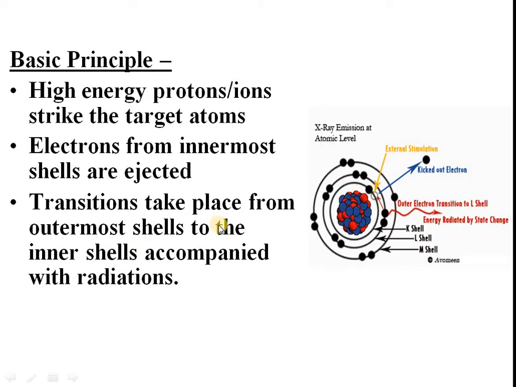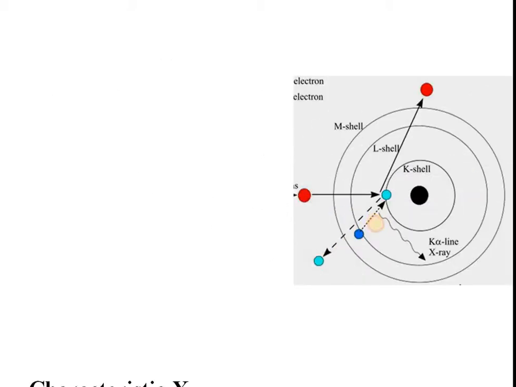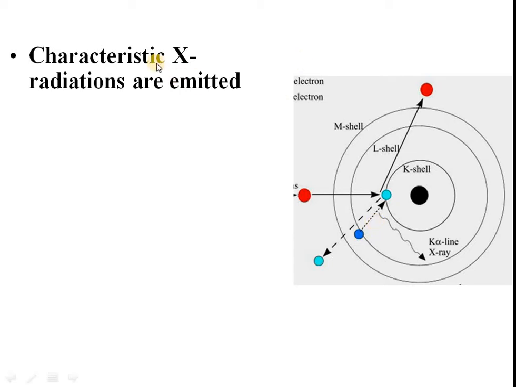What happens when these transitions are made from a higher shell to a lower shell? Energy has to be liberated, because when an electron makes a transition from a higher shell to a lower shell, energy must be emitted. That may be in the form of photons, specifically X-ray photons. Those emitted X-rays will be characteristic X-rays, that means those X-rays will be unique for that particular element.